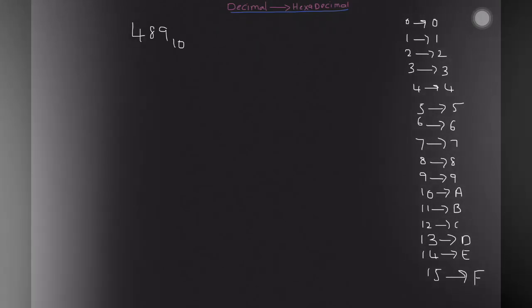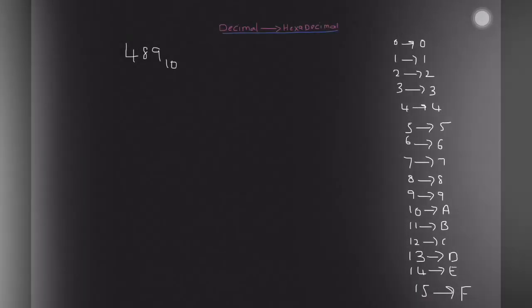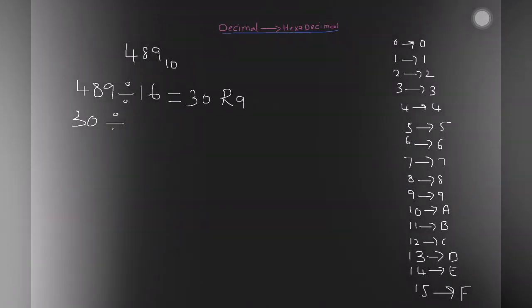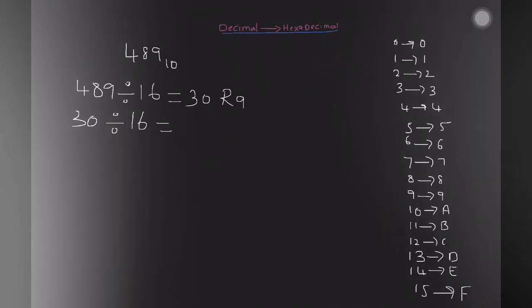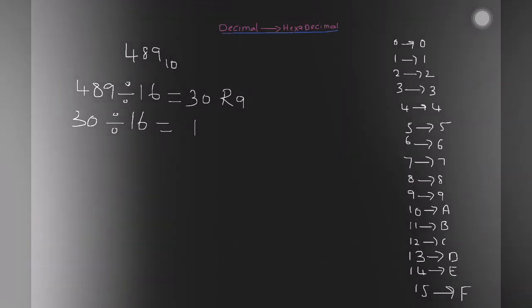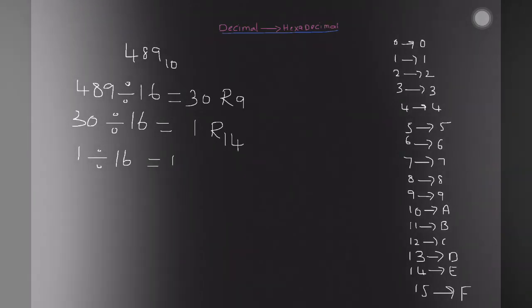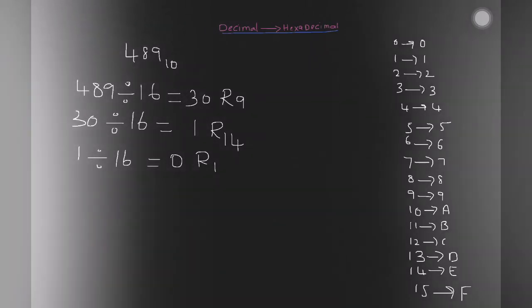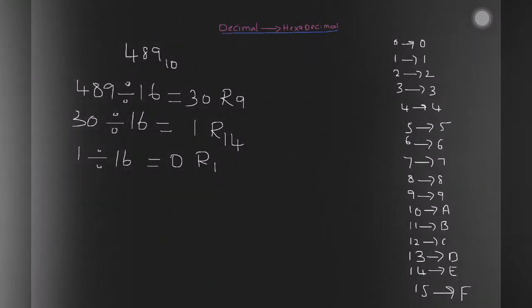For that, I am going to divide by 16. 489 divided by 16 gives quotient 30 and remainder 9. 30 divided by 16 gives quotient 1 and remainder 14. 1 divided by 16 gives quotient 0 and remainder 1. We need to stop here because the quotient is 0.